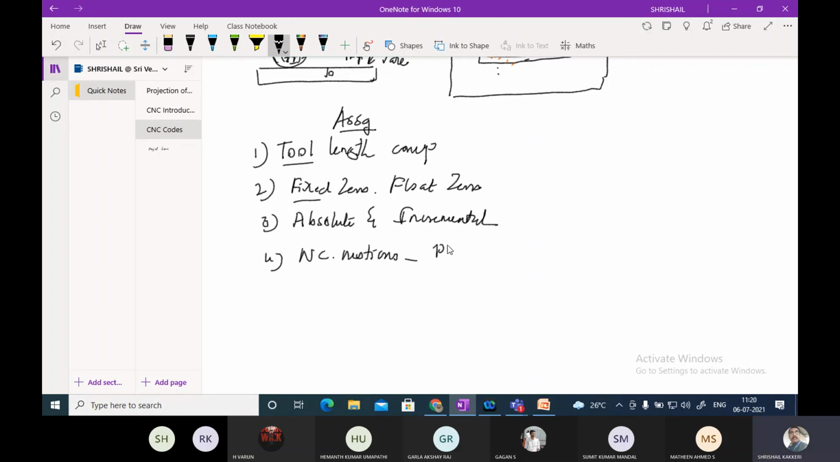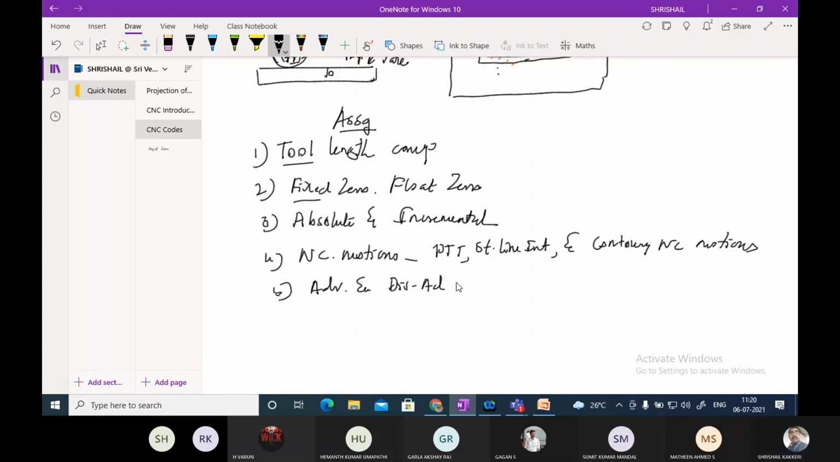It is point to point, straight line interpolation, and the contour NC motions. The next one, the last important thing, is advantages and limitations or disadvantages of NC machines, or you can say NC technology.